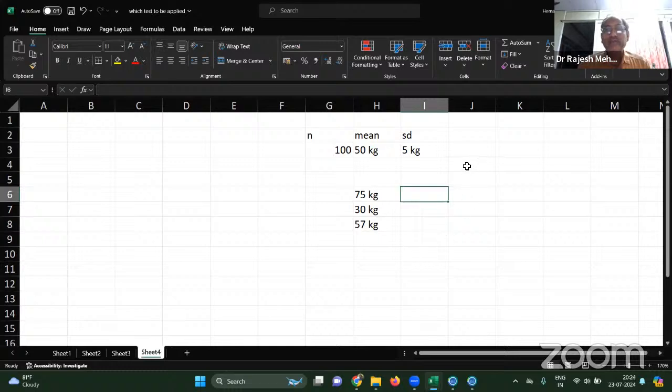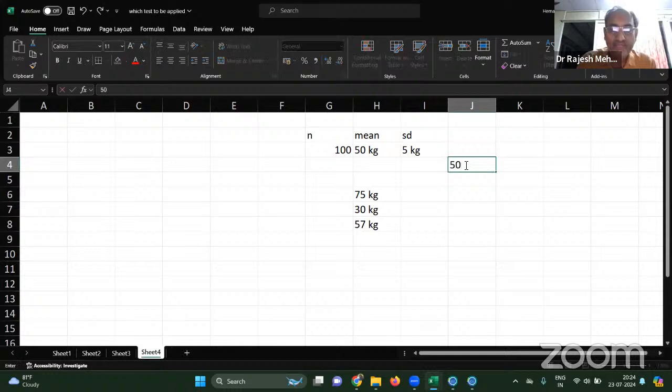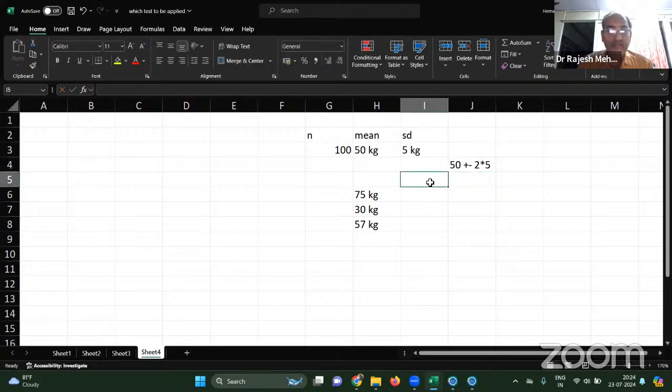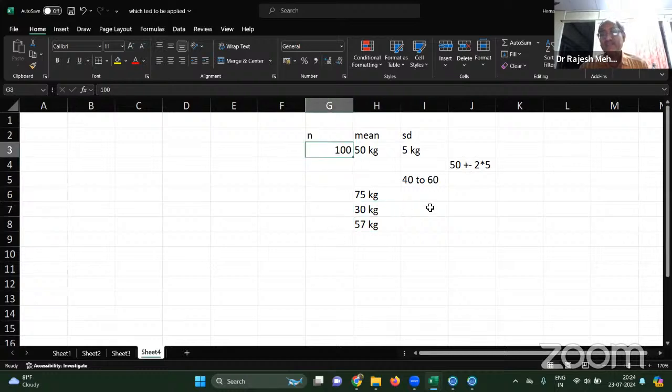Now 95% of people will lie between 50 plus minus 2 into standard deviation. So 95% will be covered over here. That means between 40 to 60, 95% will come. So when a question is asked to you about a 75 kg or 30 kg person, they don't usually belong to this group, while a 57 kg person is likely to be within this group.